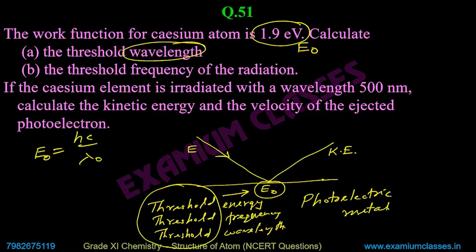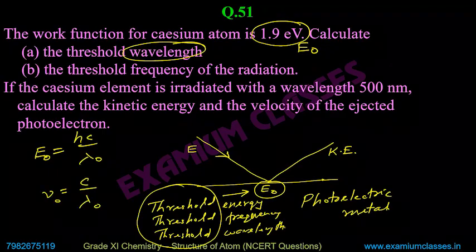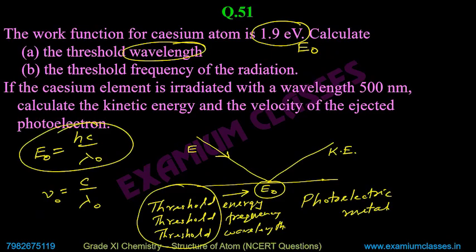Can we use lambda is equal to C upon nu naught? Yes, you can, but in this case, you know energy only. So how will you get the value of nu naught? You can use nu is equal to C by lambda. So nu naught will be C by lambda naught. But here in this case, we need wavelength from energy. So we have to use this formula. Otherwise, if it is required, you can use this formula also. That will be applicable.